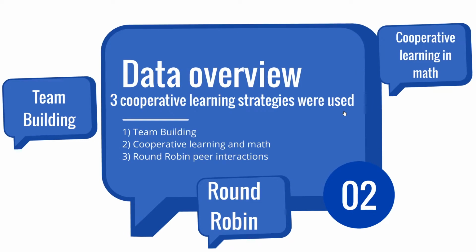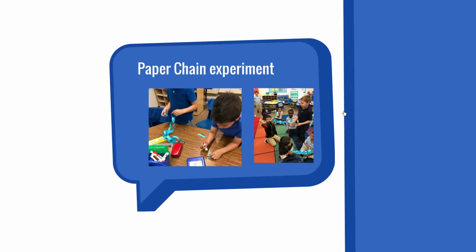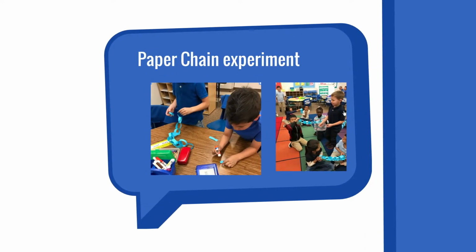So in my data overview, I had 3 main questions about cooperative learning strategies that I researched more in depth. Number 1 was team building. Number 2 was cooperative learning in math. Number 3 was round robin peer interactions, which I'm excited to share more about with you. So the first question I had was, do team building activities enhance and increase positive peer interactions?